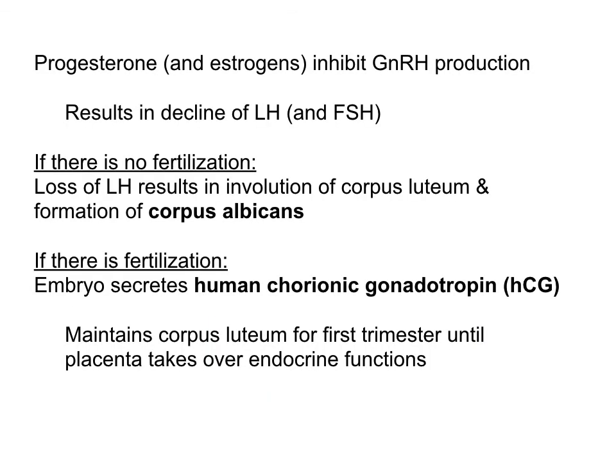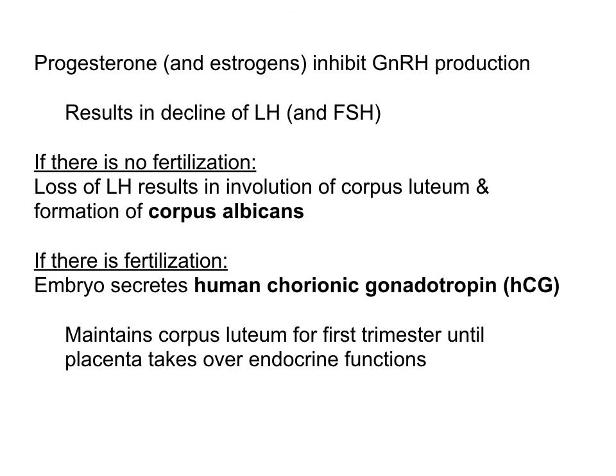Alright, so now we have a corpus luteum. Your progesterone levels are increasing quickly. Estrogens are being produced to a moderate level. You've got inhibin being produced, and all of these hormones are going to be heading up to the hypothalamus. And progesterone, most importantly, with the help of estrogen, is going to inhibit gonadotropin-releasing hormone production.